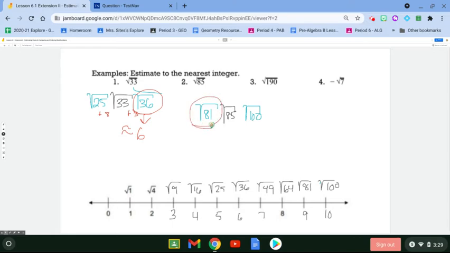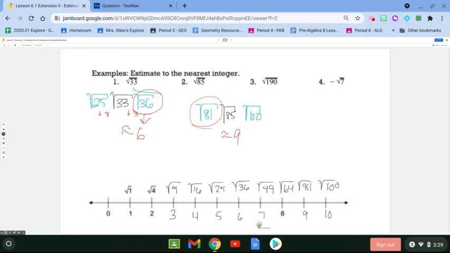Okay, so when I'm approximating the square root of 85, I'm going to say it's approximately equal to, well, let's see, the square root of 81 I know is equal to 9. So when I'm approximating the square root of 85, I'm going to say it's approximately equal to 9.